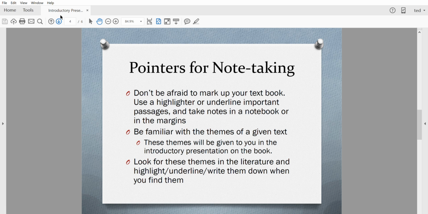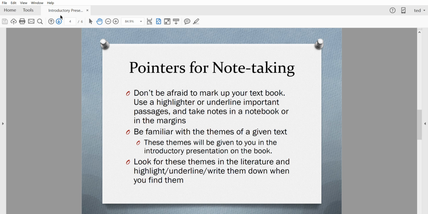As far as note-taking is concerned, don't be afraid to mark up your textbook. That's why we purchase them, even that's why we rent them, so that we have the opportunity to take notes. Use a highlighter or underline important passages. Remember, not everything is important, so if you have a lot of highlighting or underlining, you'll need to keep that in mind. And then you can take notes in the margin if you have a space, or in a notebook. I like to type out my notes because I can print them, and then I can highlight and underline what I've printed.